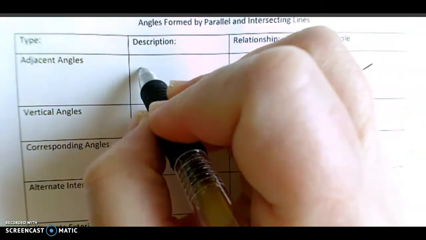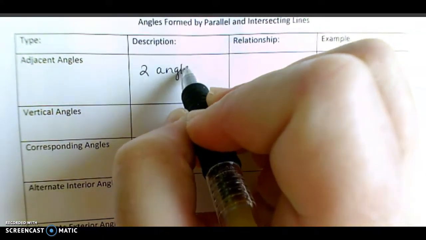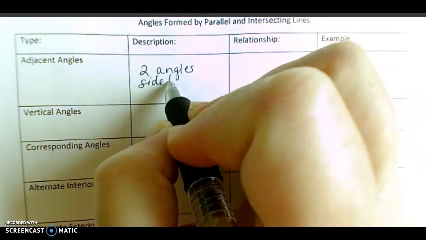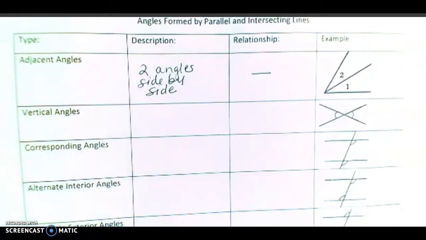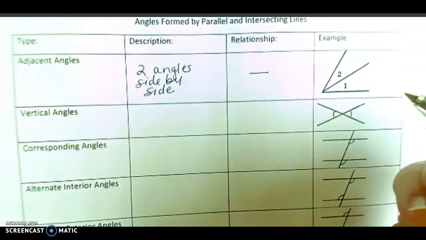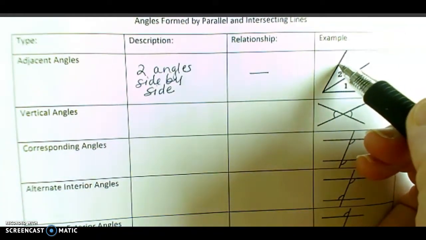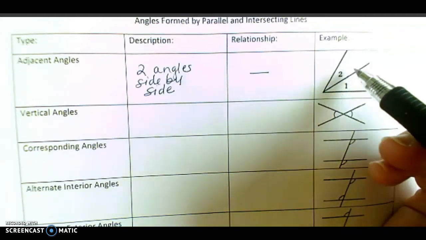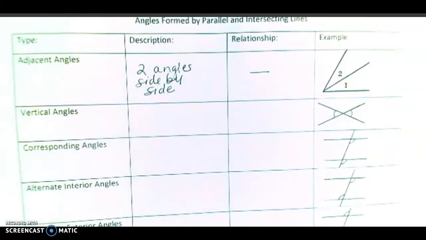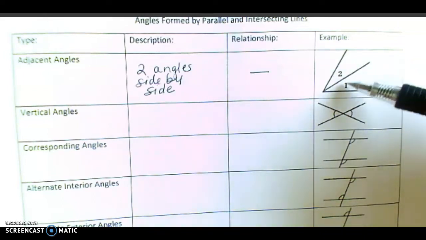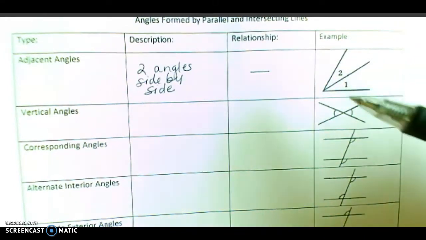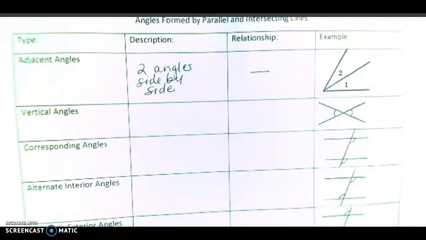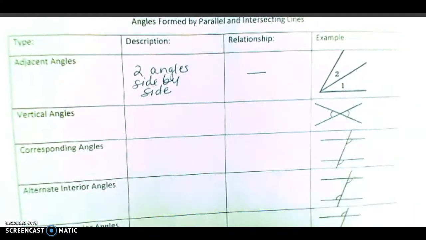Adjacent angles are two angles side by side. There's not a relationship on the adjacent angles, except that angle 1 plus angle 2 does equal that whole measure of that angle. But they could just equal whatever the whole thing is. They might equal 90, they might equal 180, they might be congruent. There's lots of different relationships that could happen with adjacent angles, so nothing in particular.